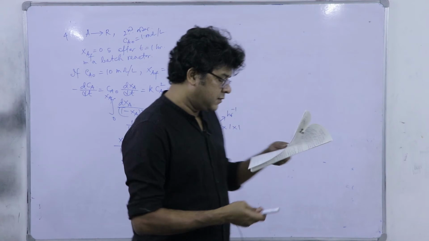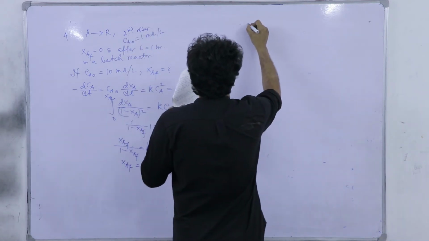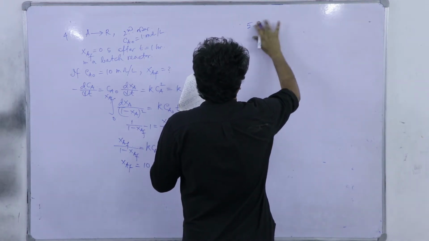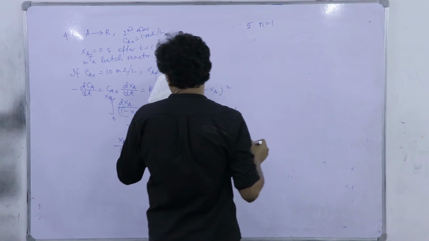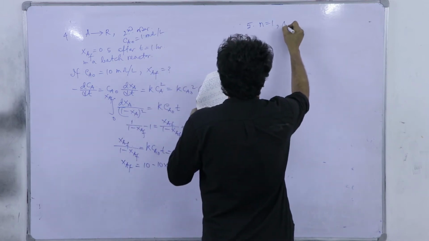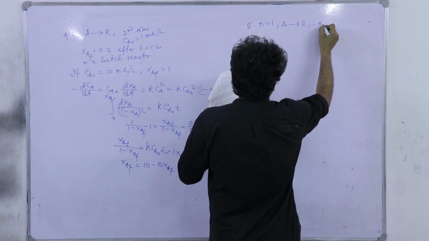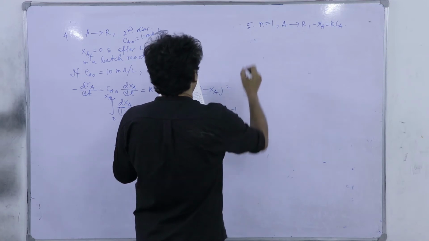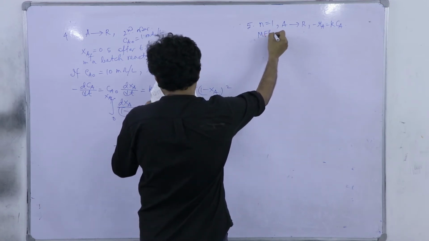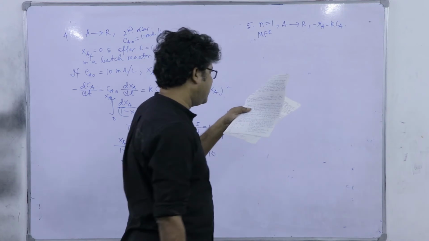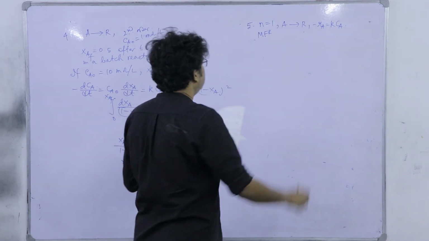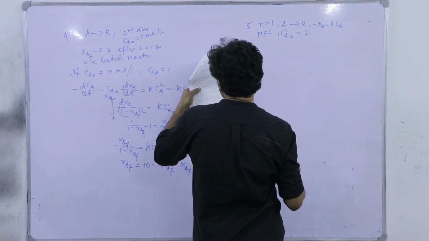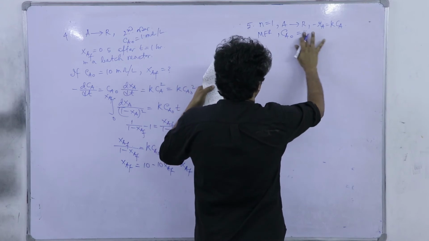The first order reaction, see, this is 5. This is a GATE problem. For a first order reaction, A to R, so minus Ra equal to K Ca, run in an experimental MFR. Find out the role played by the pore diffusion for the data given below. Ca naught equal to 100.